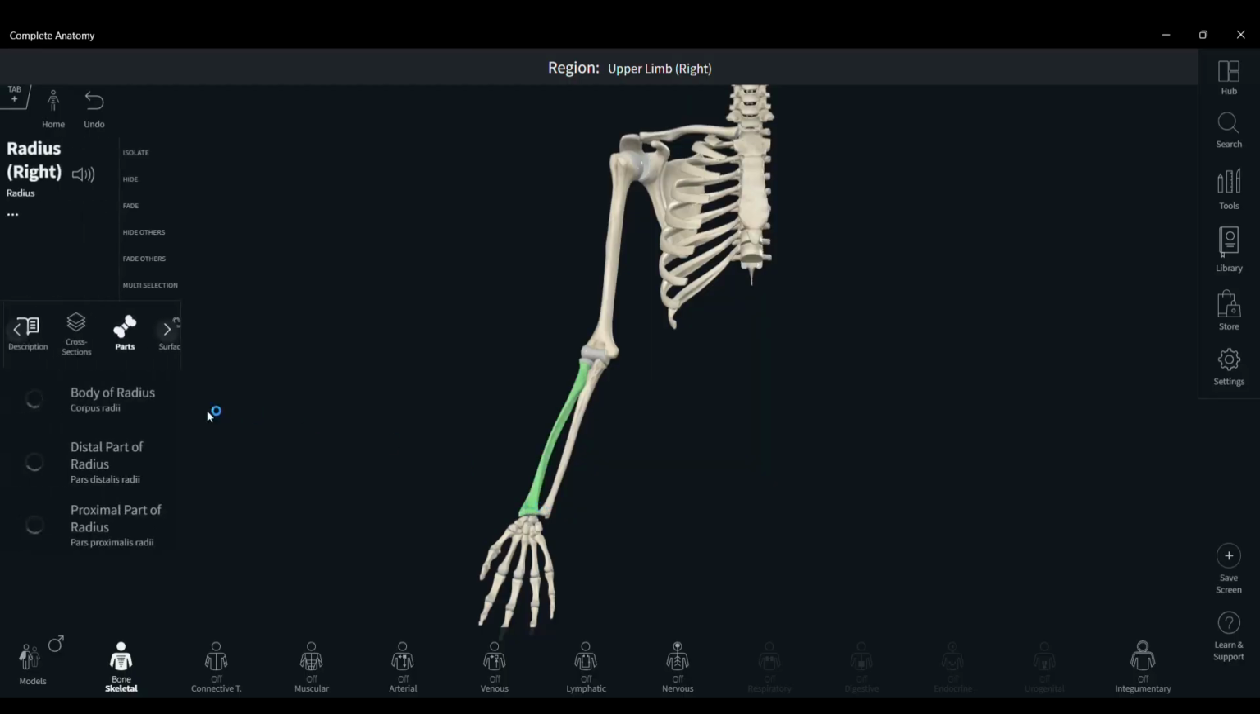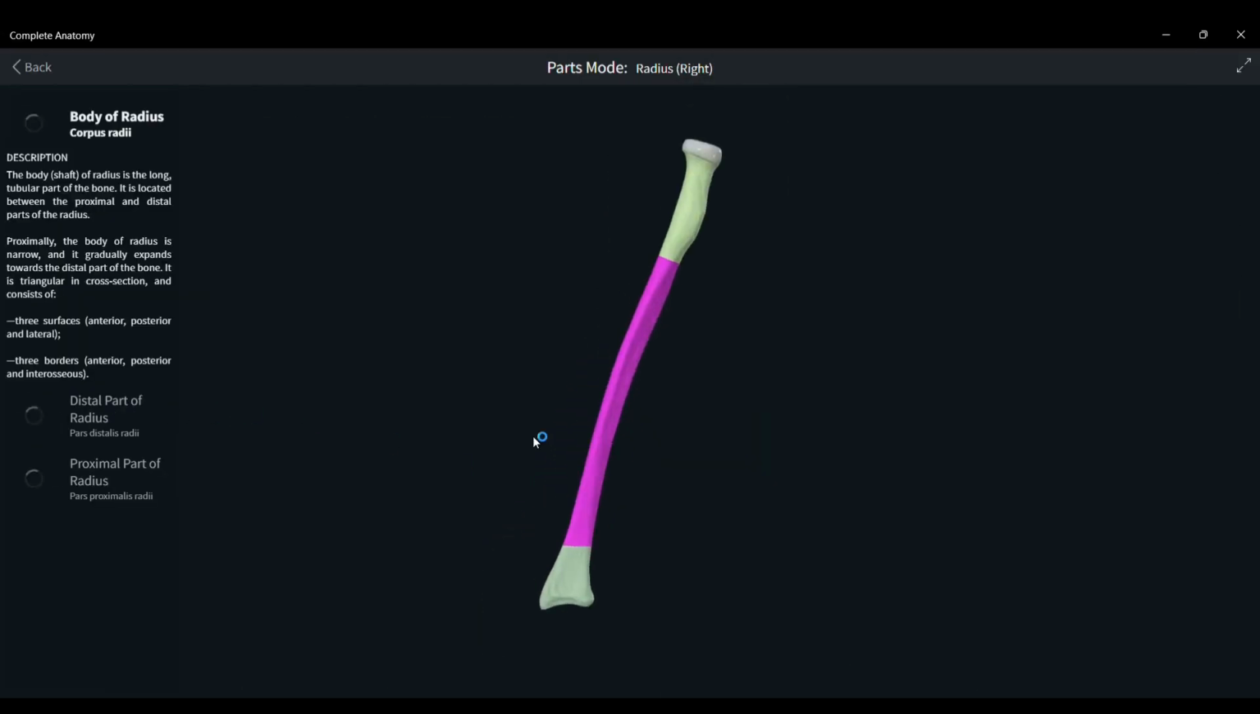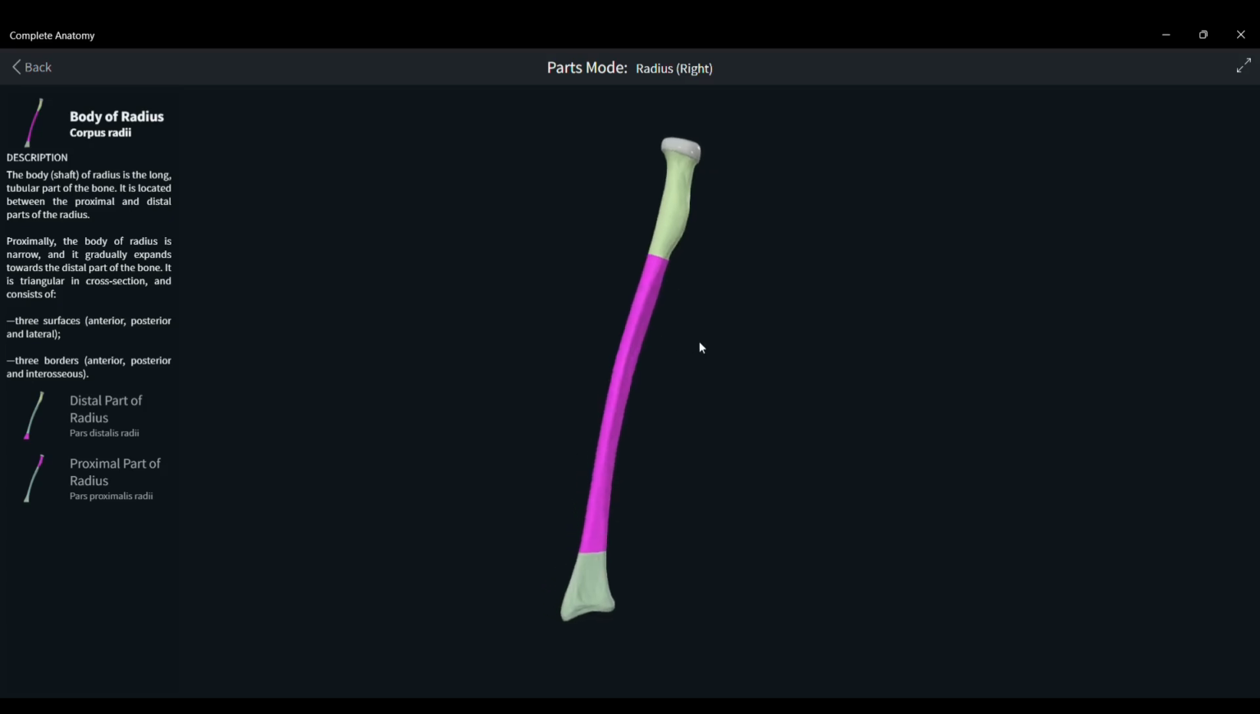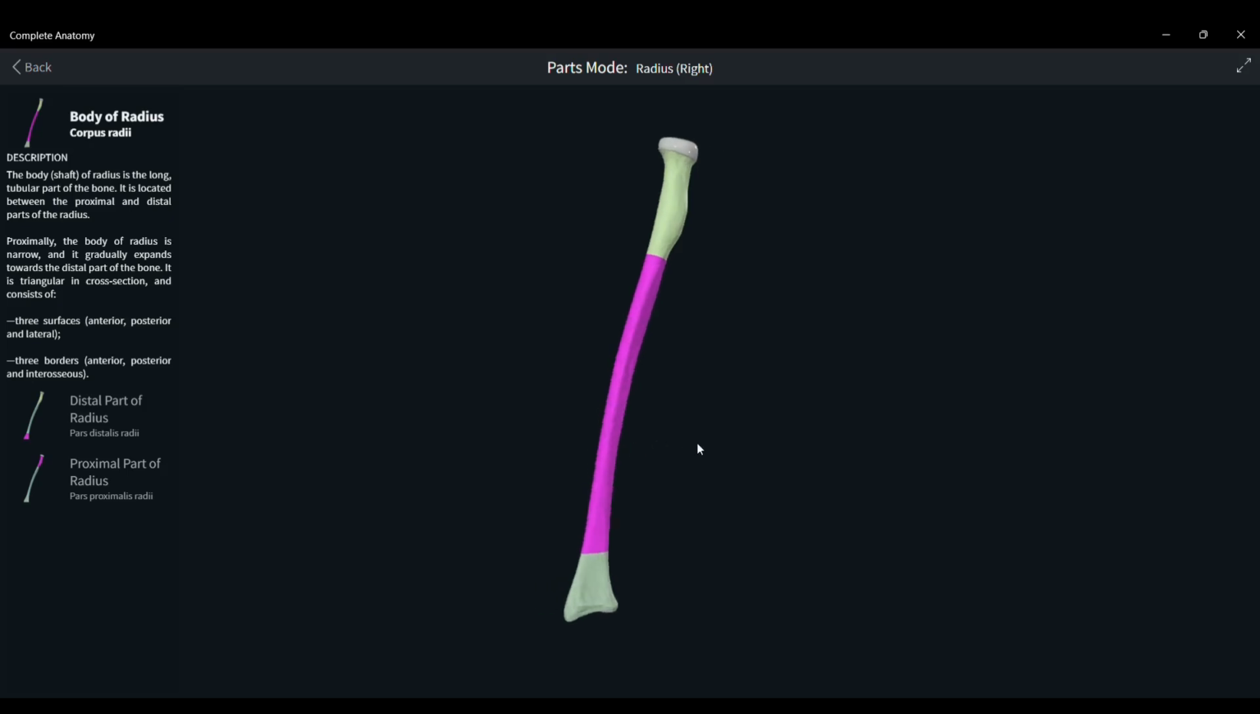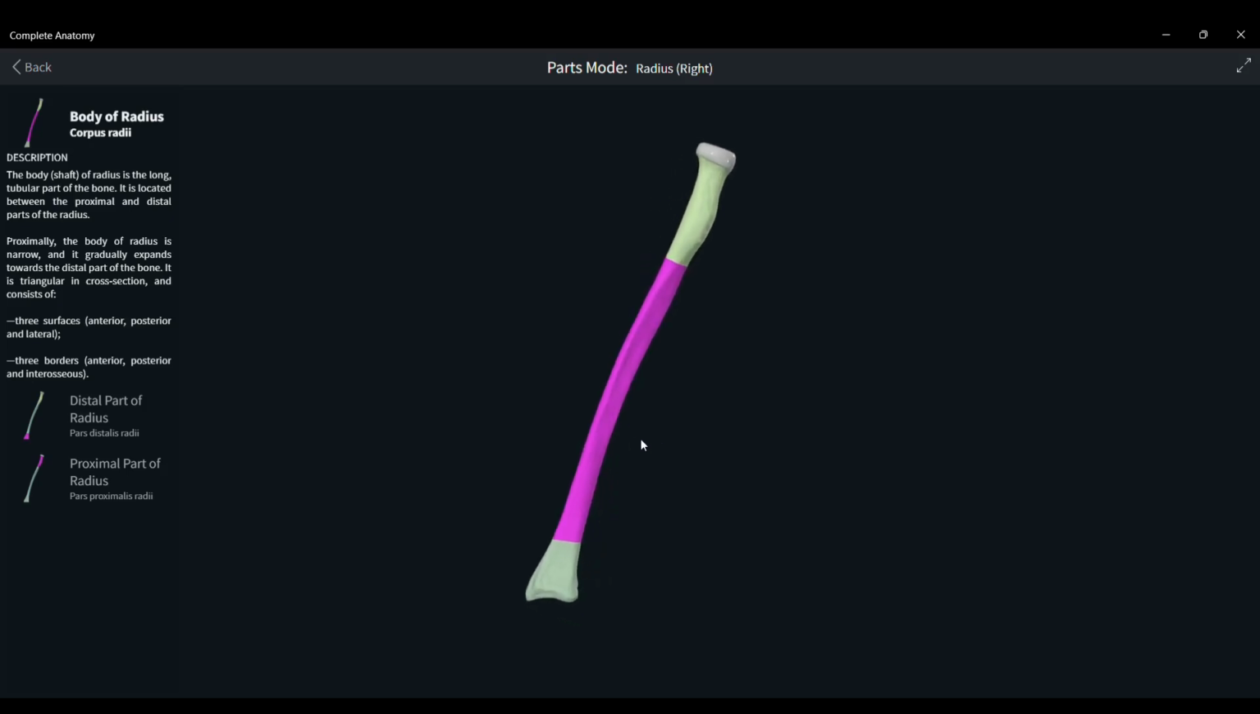Let's turn to the radius. We begin with the shaft, the corpus radii. This is a slender bone. Proximally it is more cylindrical, while further down it takes on a triangular cross-section. Of the two forearm bones, it is the more mobile one, shorter than the ulna. It starts slightly lower proximally, but at the wrist it reaches a little farther. All directional terms are understood in the standard position, with the palm facing forward.